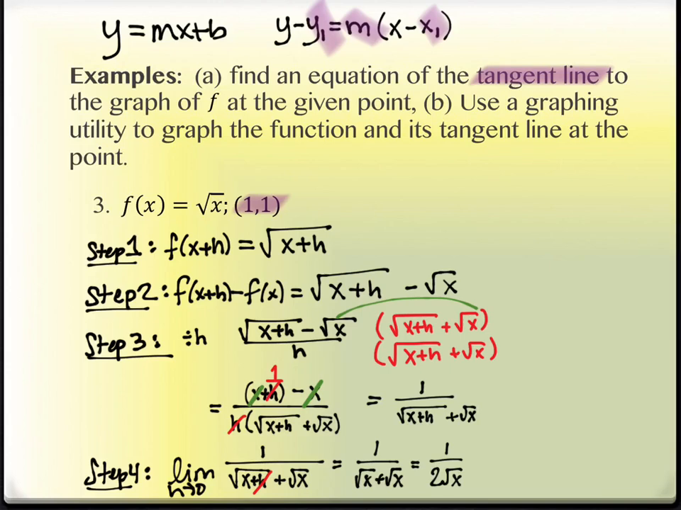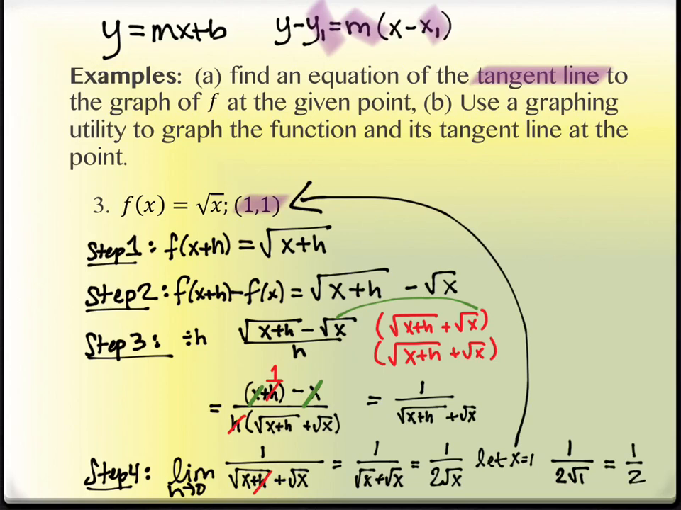I need to evaluate this at a location, and the location is the value 1, x equals 1. So if I let x equal 1, because of what we were given up here, this will be 1 over 2 square root 1, which is 1/2. All that for a measly little 1/2. Okay, got a 1/2 out of it.